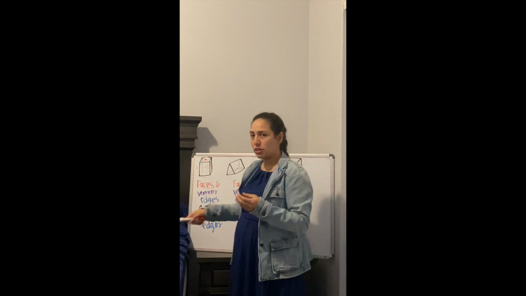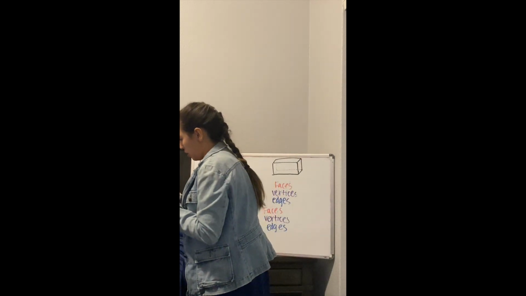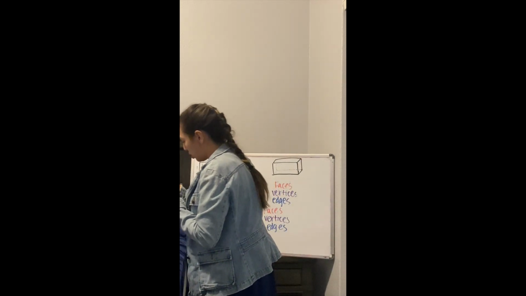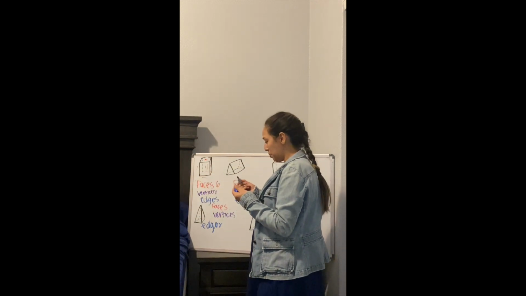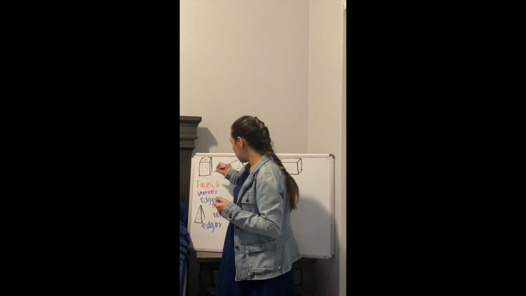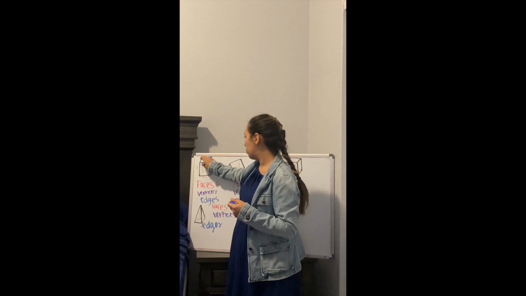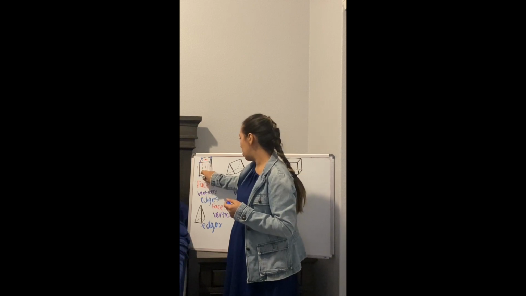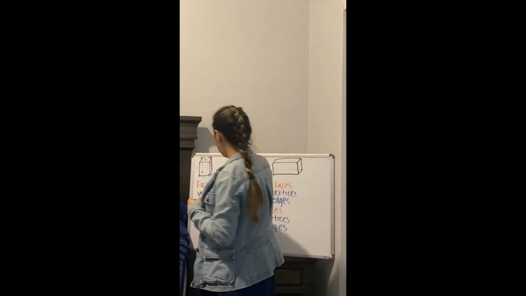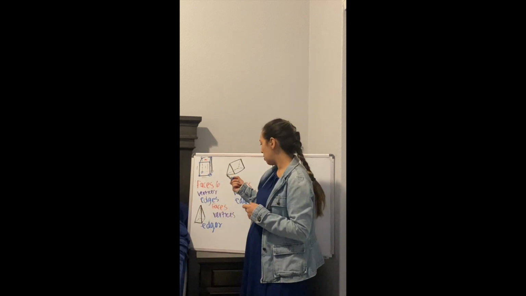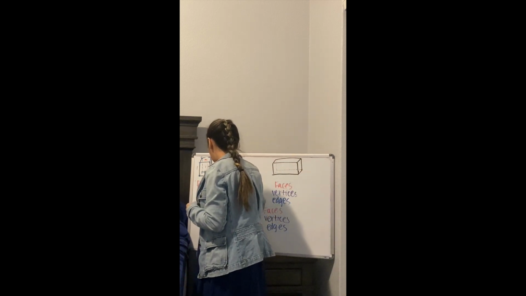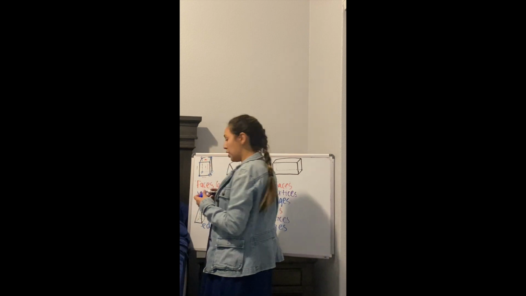Okay, vertices. We said the vertices were where the corners, where 3 or more points come together. So vertices would be 1, 2, 3, 4, 5, 6, and then 7. Oh, and then this one right here, 8. So 8 vertices on the cube.